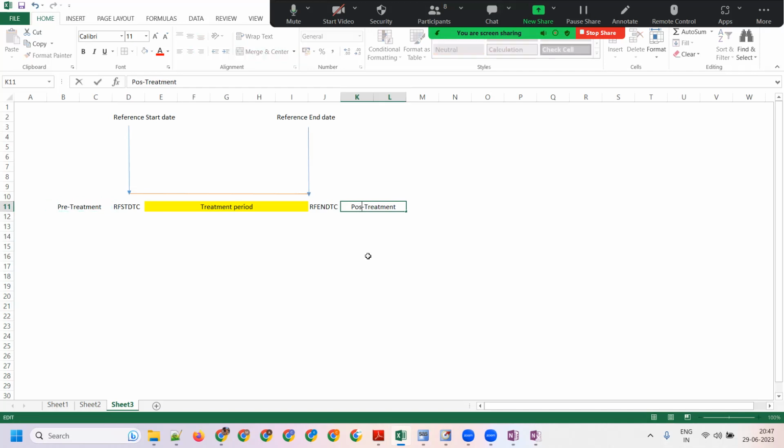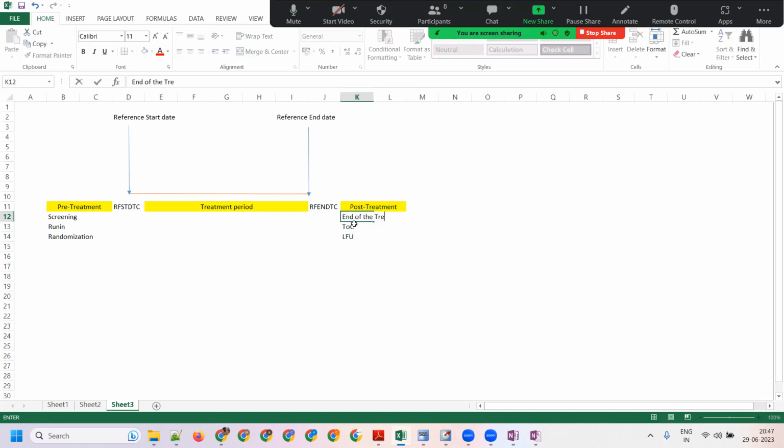Yes or no? What all comes under my pre-treatment and what all comes under my post-treatment? Anyone? My pre-treatment can consist of screening, it can consist of your run-in, it can consist of your randomization. Yes or no? All these are the phases before my treatment period. After the treatment, what all do I have? I have end of the treatment period, test of cure, I have late follow-up. Correct?